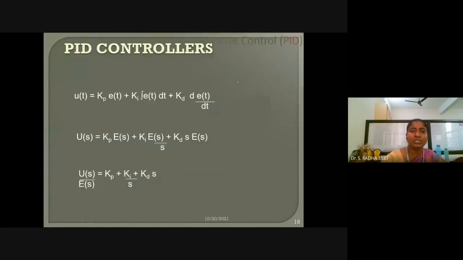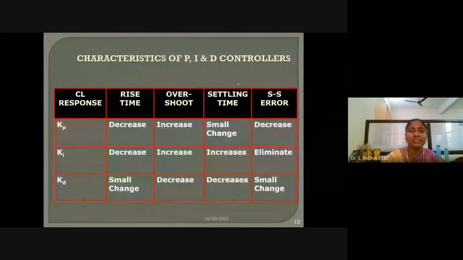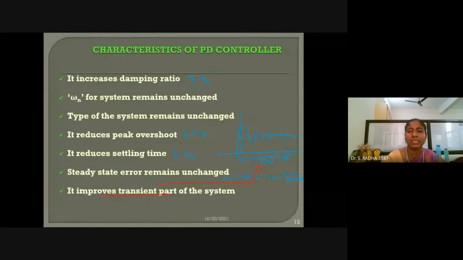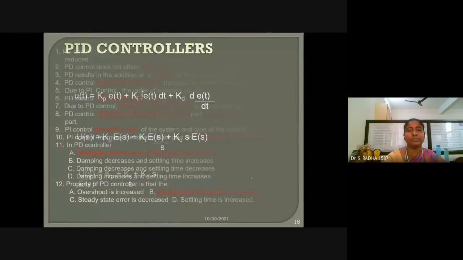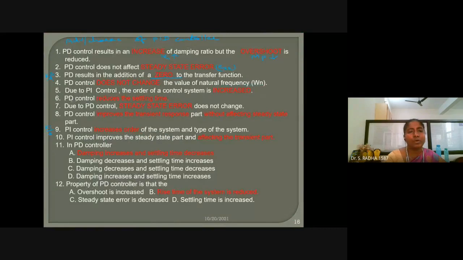And all this we have seen in the previous slides. In this slide already, omega n doesn't change, ESS will not change, type number will not change. Okay, these characteristics are repeated. Now PD reduces the settling time. TS is the settling time, it reduces.